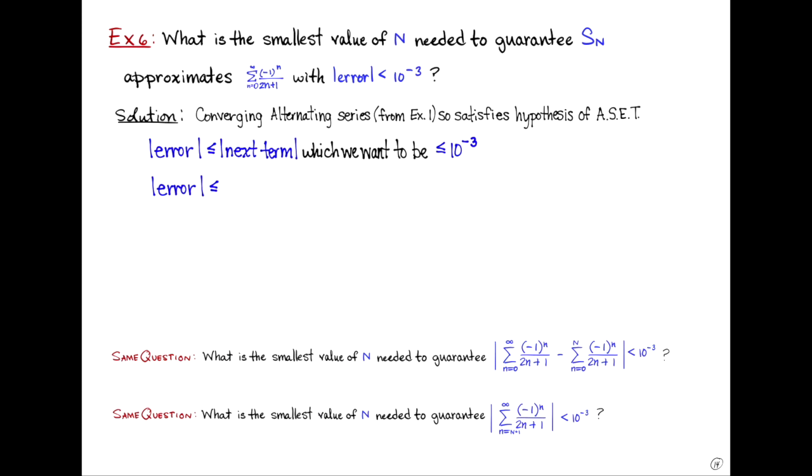And that's by writing the size of the error is less than or equal to the size of the next term. The next term is going to be b sub n plus 1. And we want that to be less than or equal to 10 to the negative 3. This is the part of the inequality that we want to focus on. The size of the next term is 1 over 2 times (n plus 1) plus 1, which we want to be less than or equal to 10 to the negative 3.